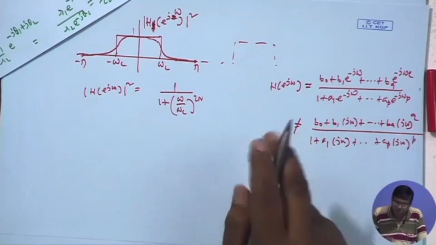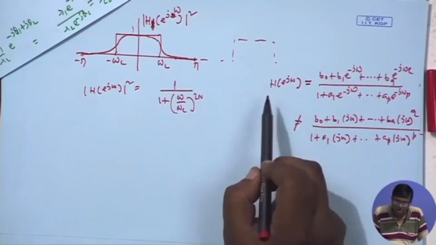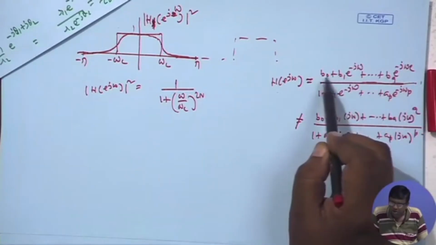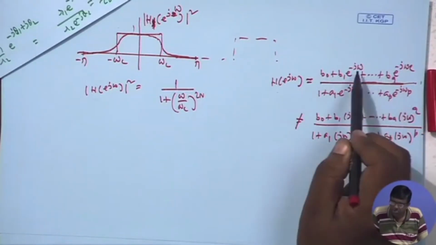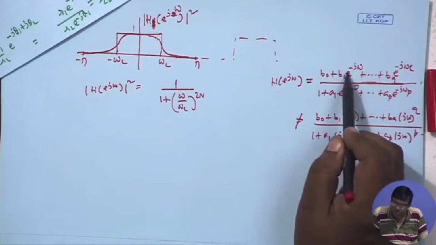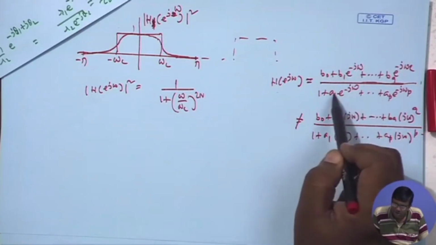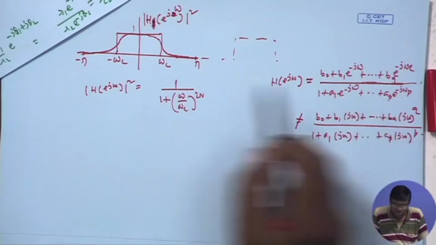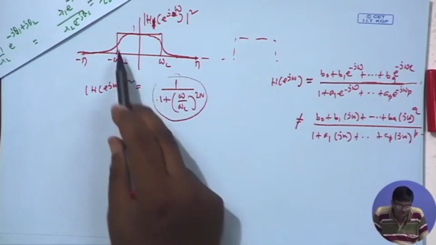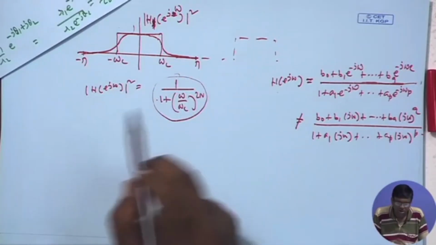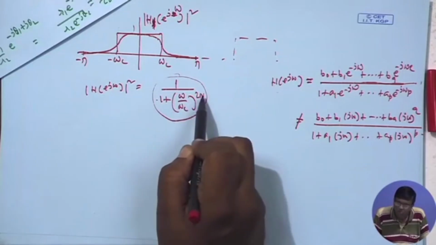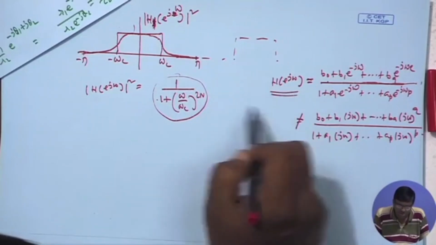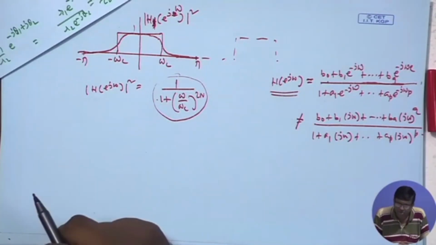But this is not the case, because we know from our discussion so far that the discrete time Fourier transform, the transfer function of a rational system, is of this form. The numerator is a polynomial, but not in terms of small omega, it is a polynomial in terms of e to the power minus j omega. The denominator also is a polynomial in terms of e to the power minus j omega, but the function by which I am approximating the ideal filter characteristics is in terms of omega to the power 2n. So, I cannot directly use this form to obtain this. This is a big problem.